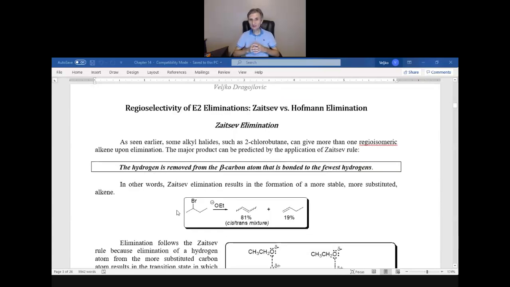And then, of course, E2 eliminations could be regioselective, because we could have possibility for formation of different alkenes. Regioselectivity is indicated as Zaitsev versus Hofmann elimination. There is an interesting historical note about Zaitsev elimination. Zaitsev was a Russian chemist. He was a mediocre chemist, never really accomplished anything in his life. Not that I want to demean him, but that's the truth.